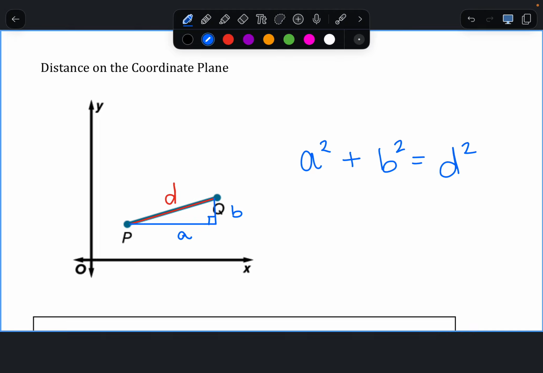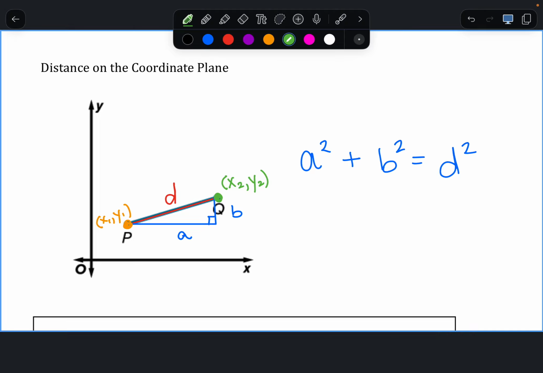Now, since we're in the coordinate plane, we have two dimensions, okay? So this coordinate right here, P, is at the coordinate x1, y1. And this coordinate Q is at the coordinate x2, y2.